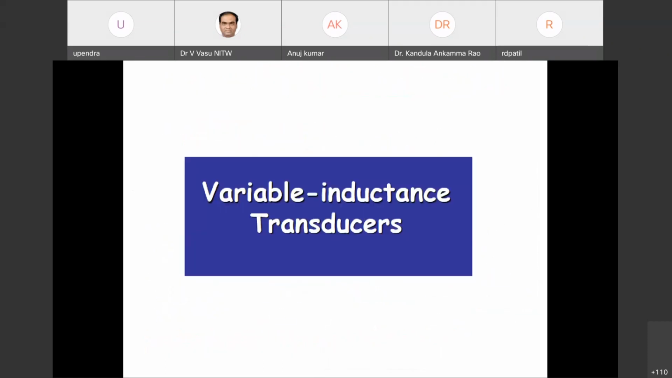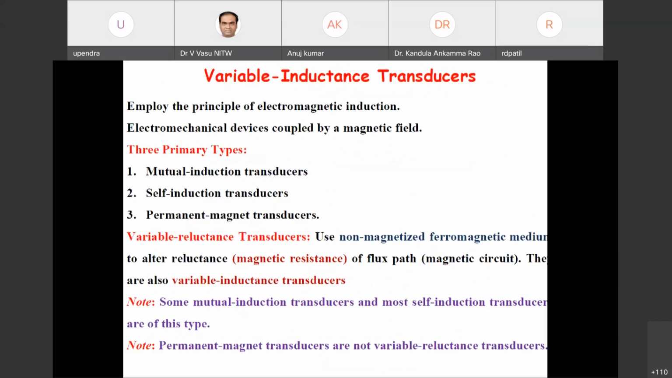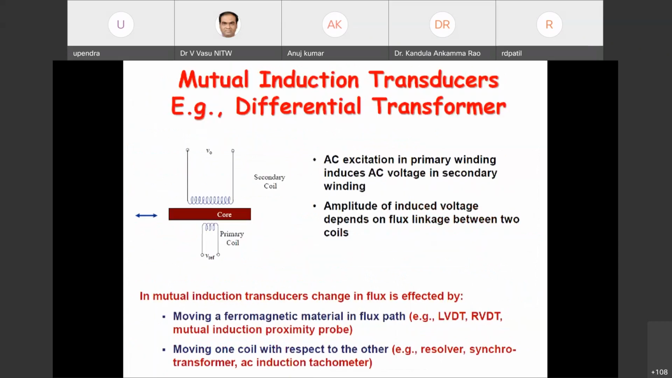Next, the variable inductance transducers are another type, where we have three different categories: mutual inductance, self inductance, and permanent magnet inductance. Now we will see them one by one. The mutual inductance transducer is also called the differential transducer.